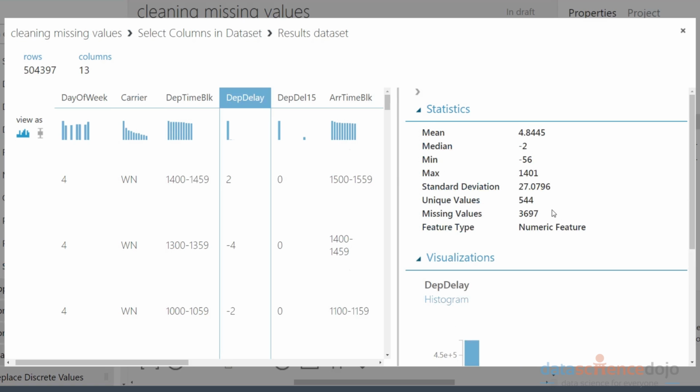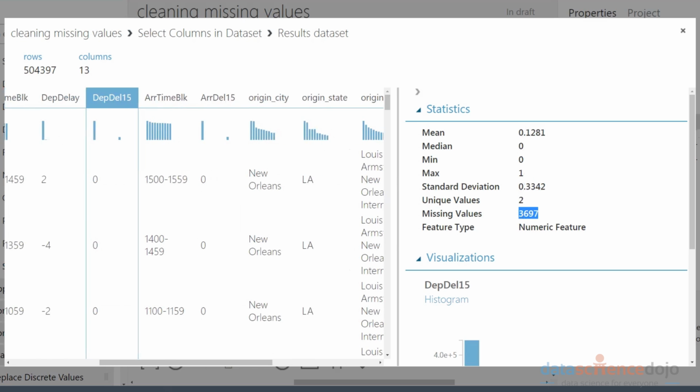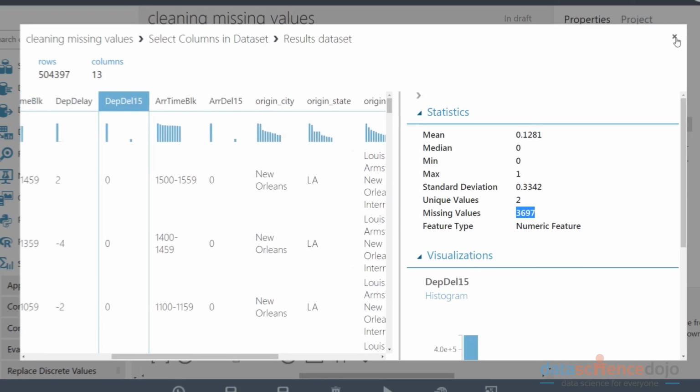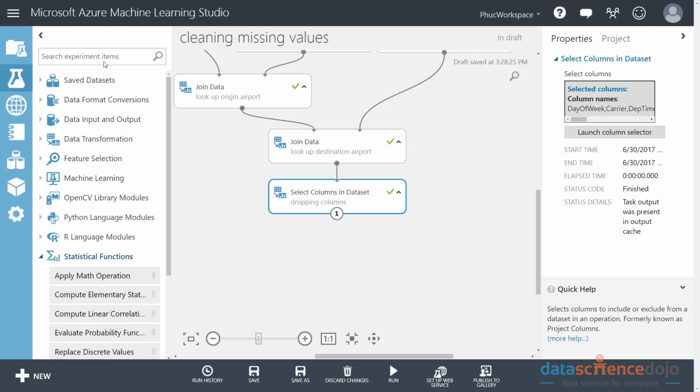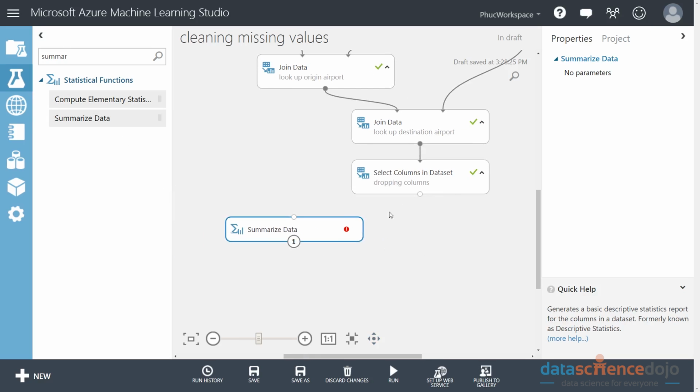But if you have hundreds of columns, or dozens of columns, even thousands of columns, it would be a huge pain to click on every column one at a time and view the missing value counts for themselves. Luckily, inside of Azure ML, there's a module that crunches all of that for you. On the left side, search for Summarize Data. If you drag that in here and connect it, you can go ahead and run it.